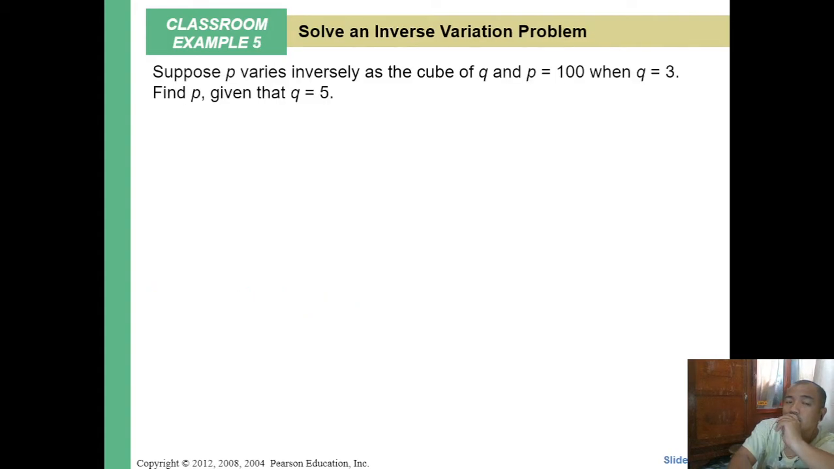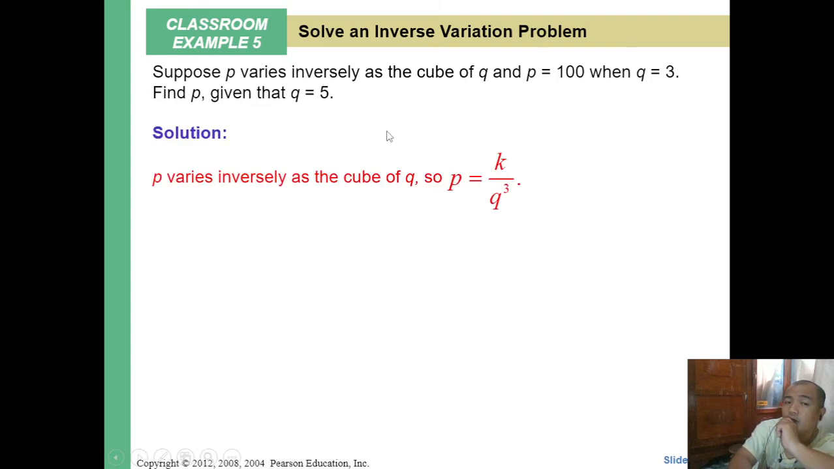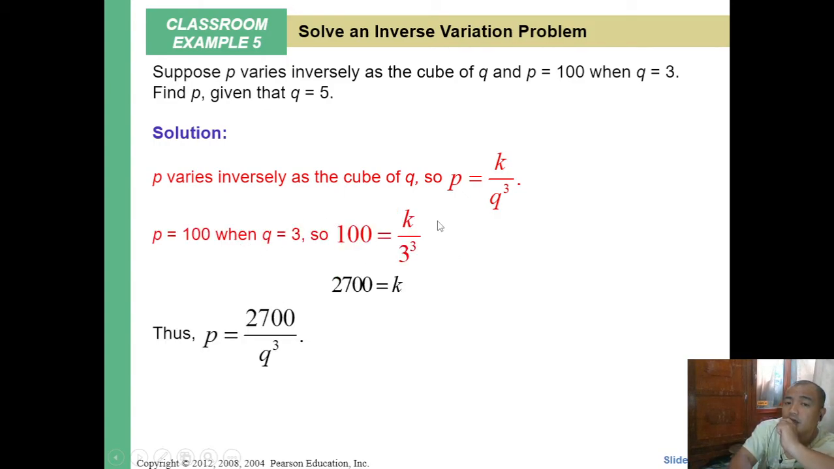Okay, next. Suppose P varies inversely as the cube of Q and P equals 100 when Q equals 3. Find P given that Q equals 5. So for inverse variation, P equals k over Q to the third power, Q cubed, will be our equation. Then to solve for k, we just multiply 100 by the cube of 3. 27 times 100 is 2,700. That will be our value of k, 2,700, right?